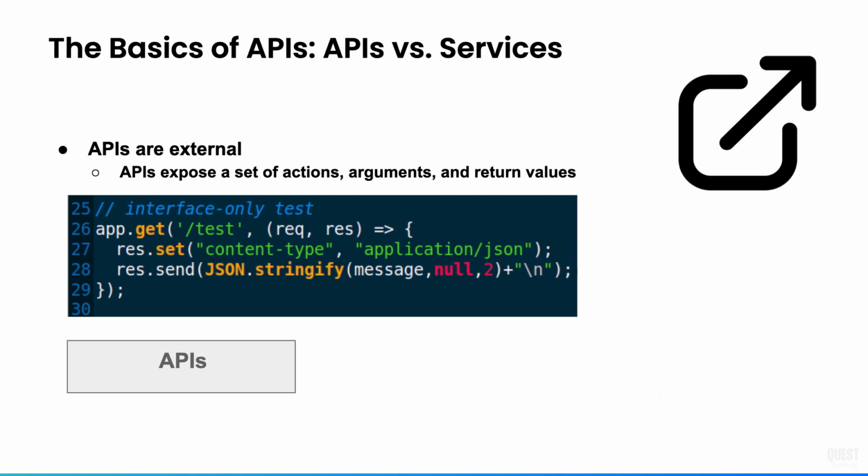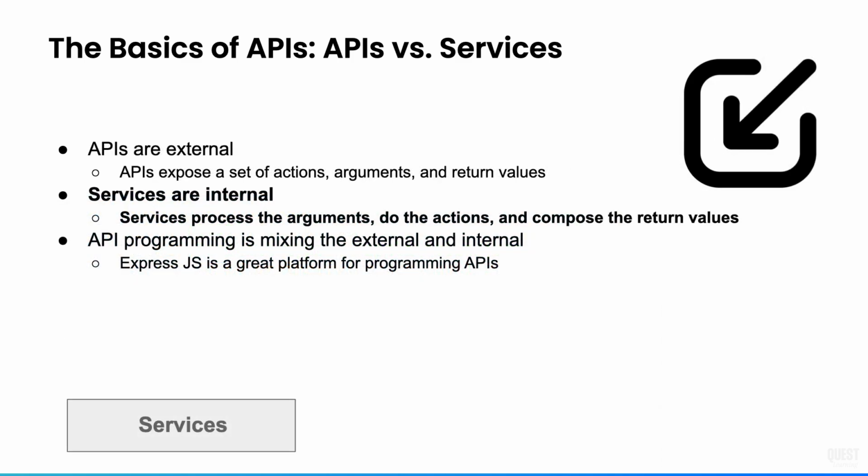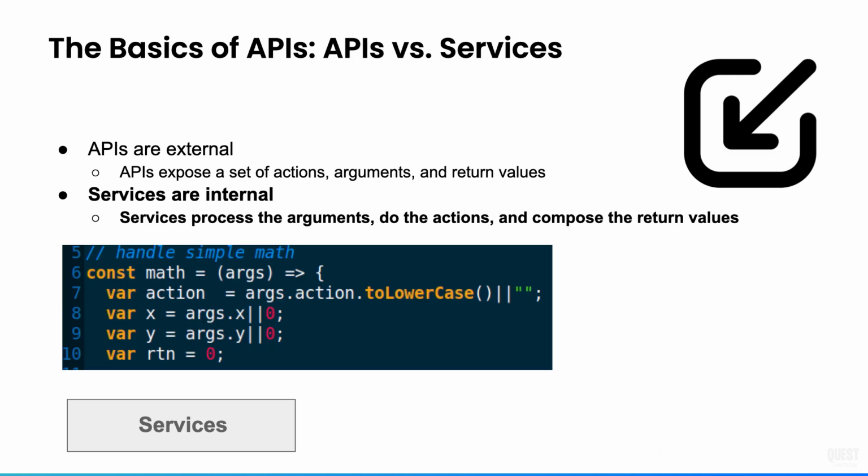So that's the external interface. Now, services are internal. Services do the actual work of processing the arguments and the actions and composing the return values. Here's a little example of a simple math function that will perform an action like add or subtract or multiply or divide.